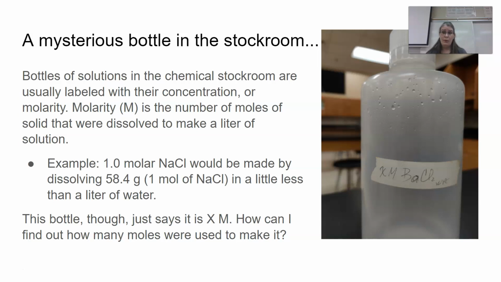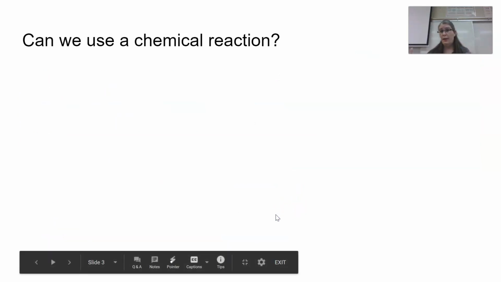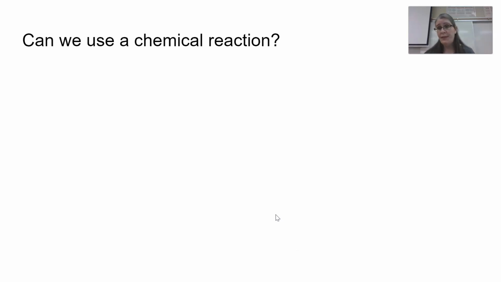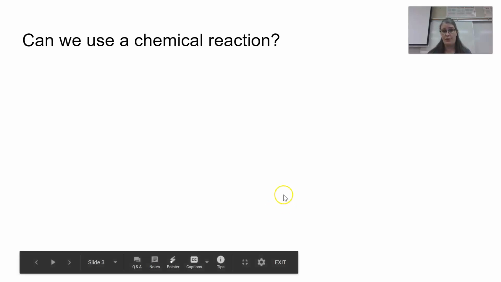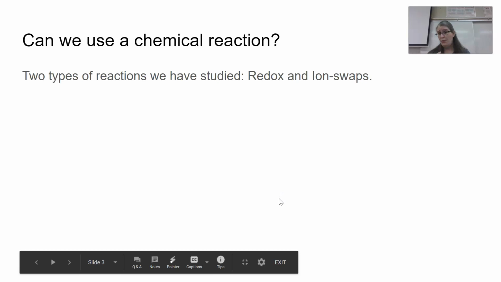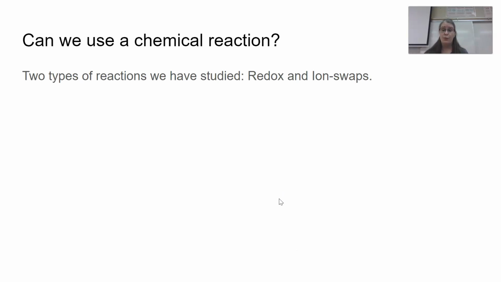This bottle of barium chloride, though, is unusual because it just says X molar. And so I'd really like to think about how I could figure out how many moles of barium chloride were used to make this solution. Well, I'm a chemistry teacher in a chemistry classroom, so the first thing I think of is how could I use chemistry to do this? Could I use a chemical reaction? And the two biggest types of reactions we've studied were, of course, redox reactions and ion swaps. So maybe I could use one of those.